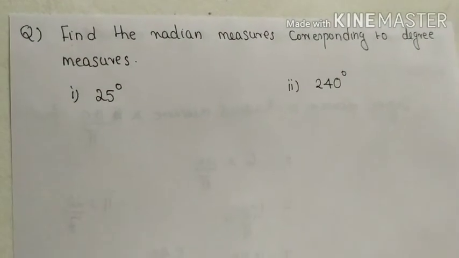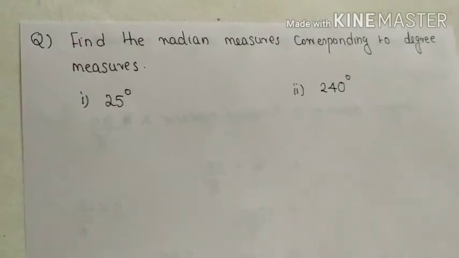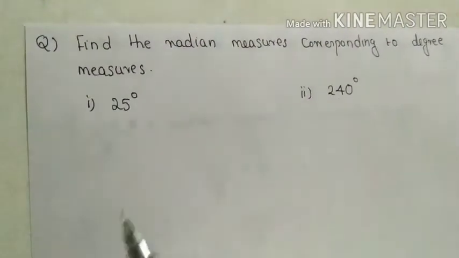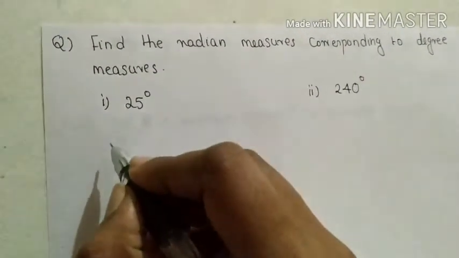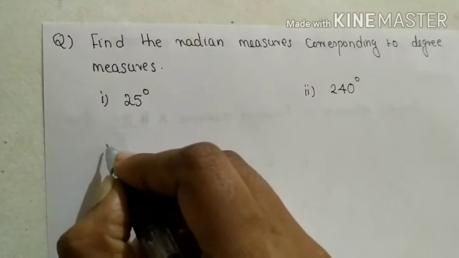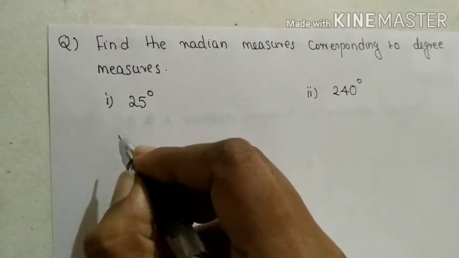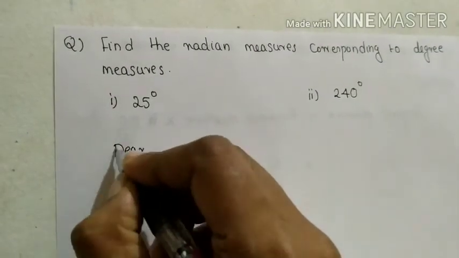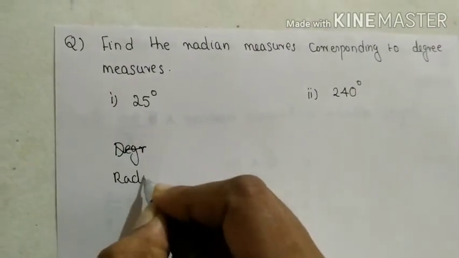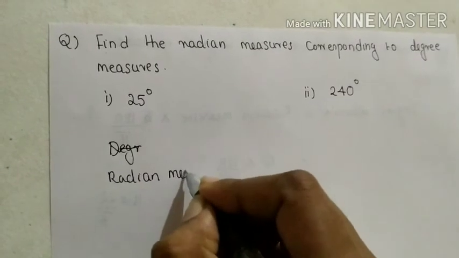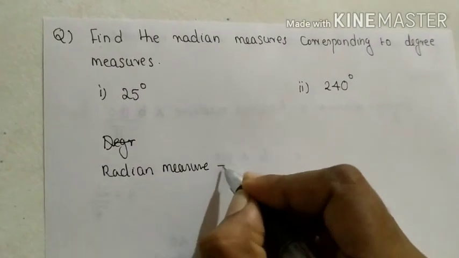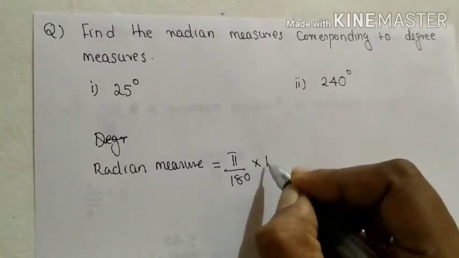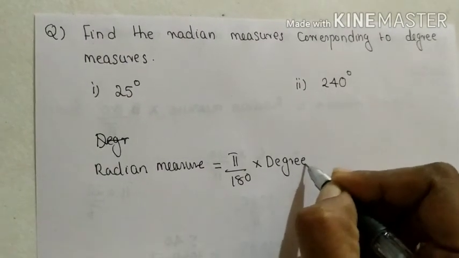Find the radian measures corresponding to degree measures. First question is 25 degree and second is 240 degree. And we know that to convert a degree measure into radian measure, the formula is radian measure is equal to pi by 180 into degree measure, right?